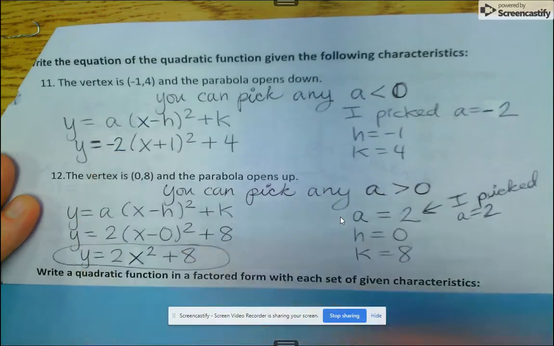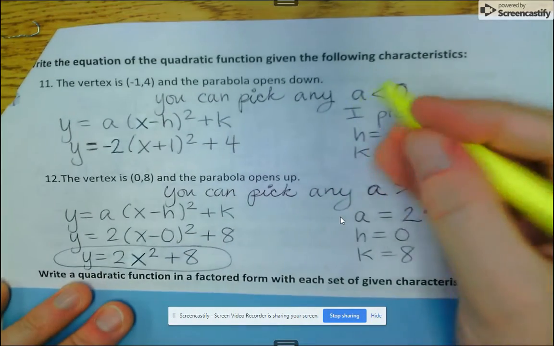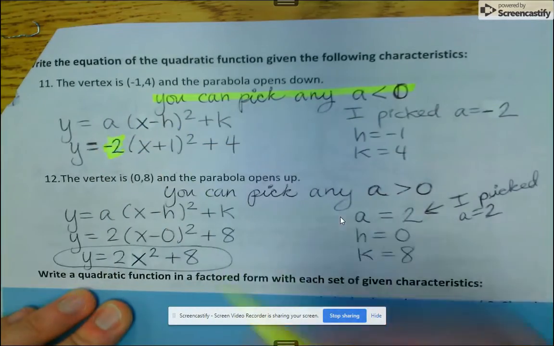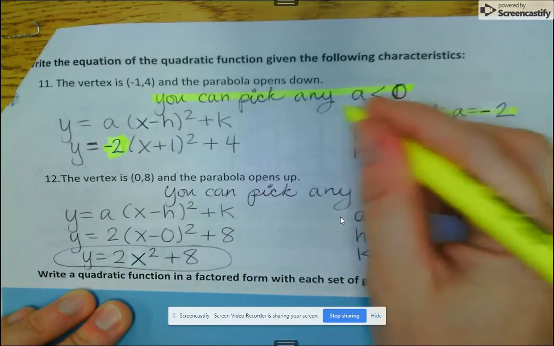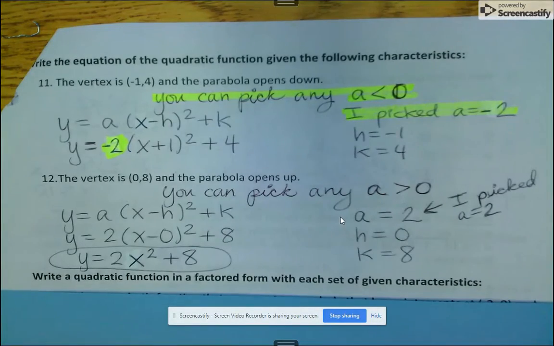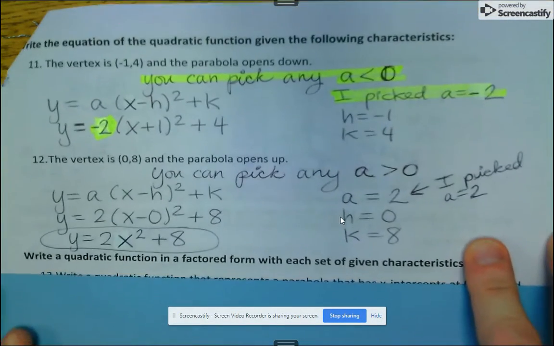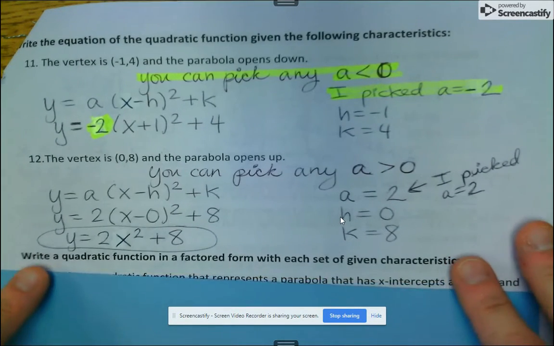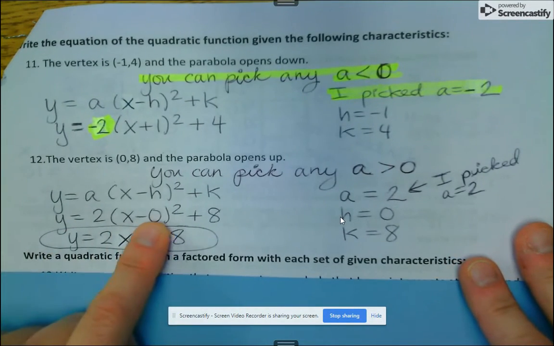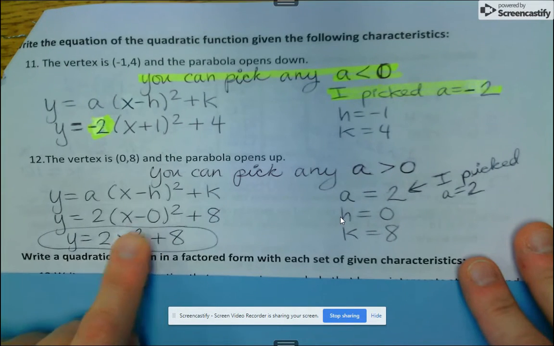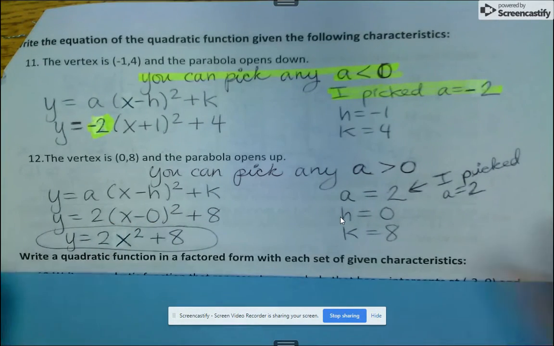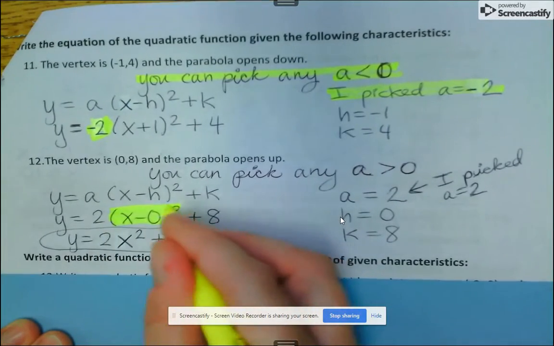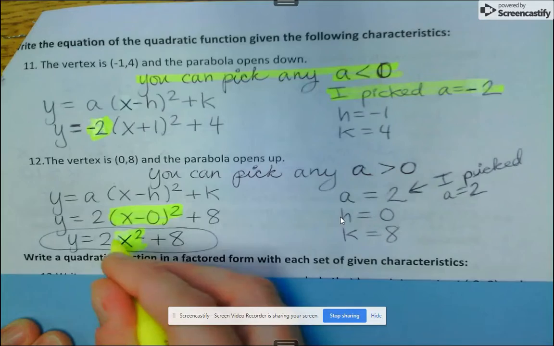So this number can be anything. So basically, you can pick any number here. I picked this one, but you can pick any number. Same with this, but this one opens up, so it has to be a positive number. So I picked a positive number. And then because that vertex piece is 0, you can actually just change this to an x squared. So basically, this simplifies to an x squared.